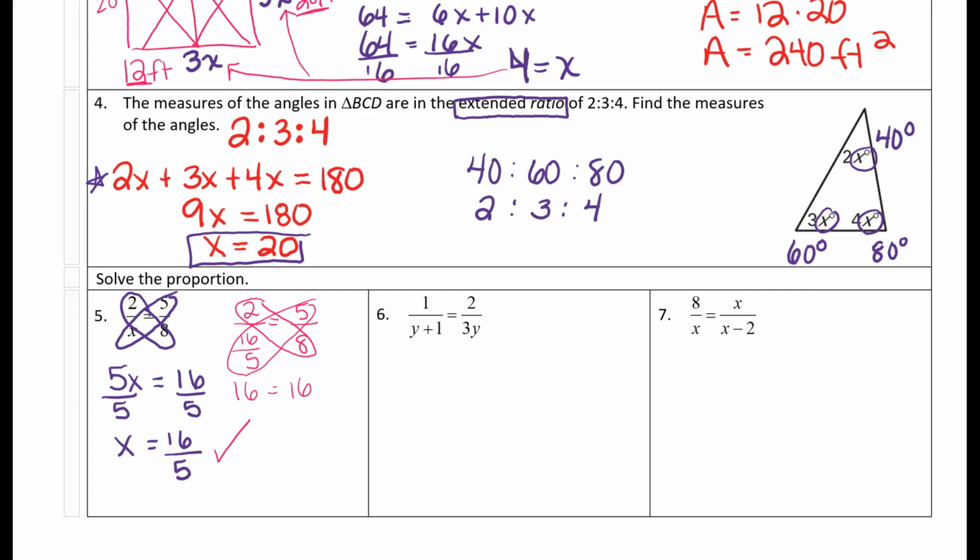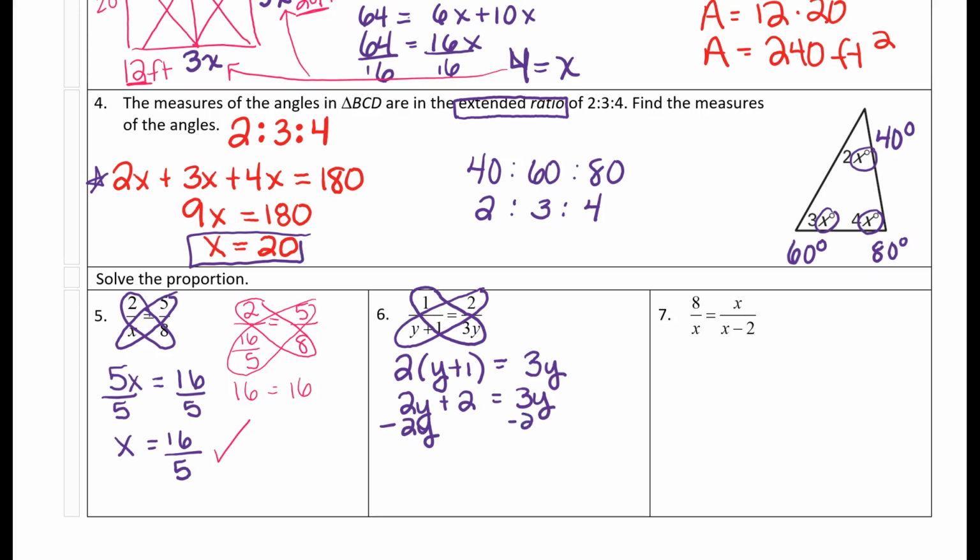Moving on to number 6, a little bit more algebra in this one. You are going to cross multiply, and please do not be lazy here. You really need to show your work, use those parentheses, otherwise you will forget to distribute the 2. And then you're going to cross multiply this way, and you're going to get 3y. So now distribute the 2. 2y plus 2 equals 3y. Let's take this 2y to the other side, and you get 2 equals y. So y equals 2.